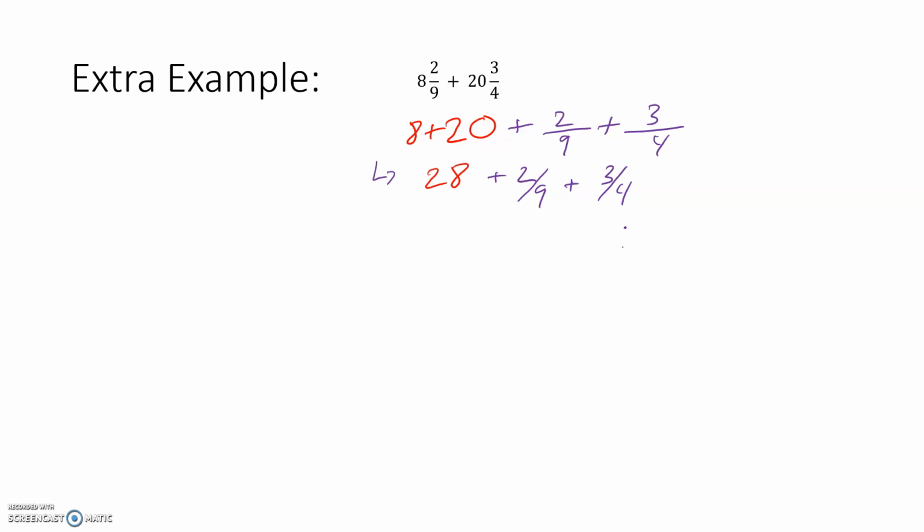I can't add fractions with different denominators, so before I add, I need to change them to fractions that have the same denominator. So I'm going to go to the side on this one. So I've got 2/9 and 3/4. All right, so what common denominator can both these fractions share?